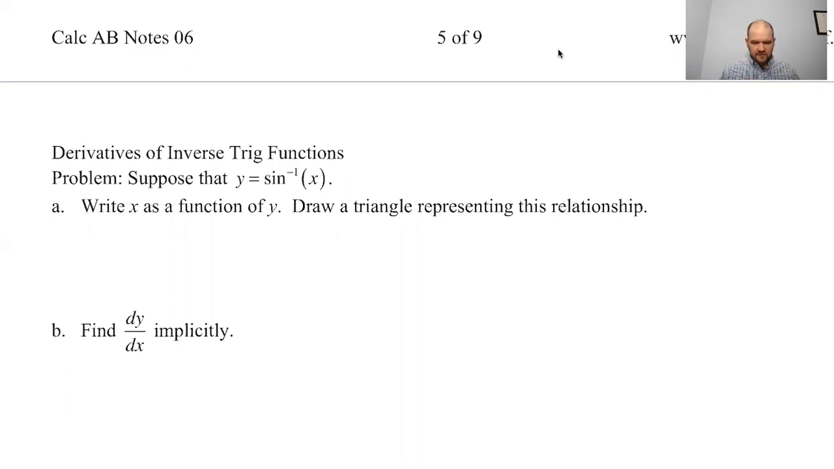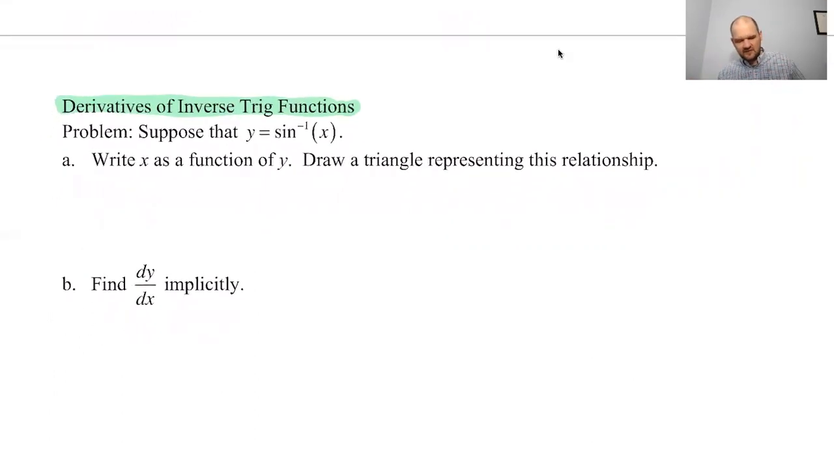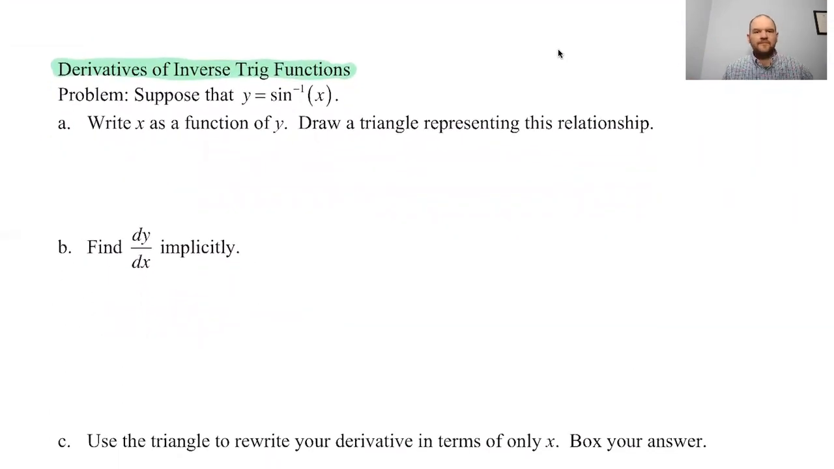So what are we doing here? These notes are all about implicit differentiation. And yet here I find myself finding the derivatives of inverse trig functions. That's a little weird. So let's see what this is talking about. Why would we think of these as things we could use implicit differentiation on? Well, we start with y equals sine inverse of x.